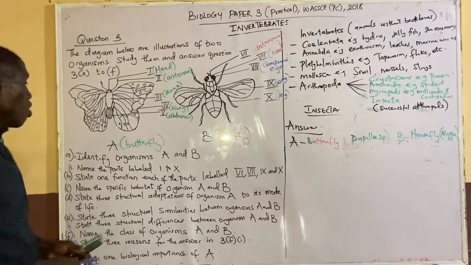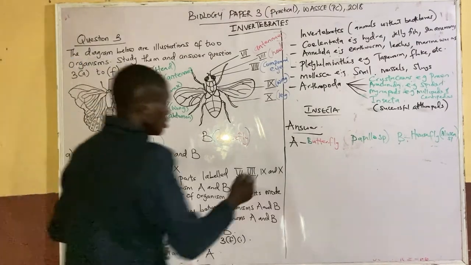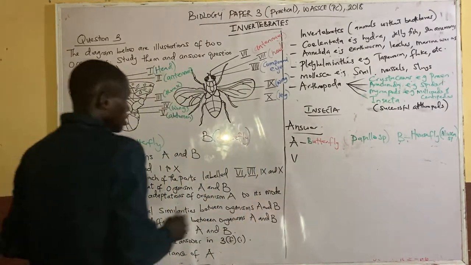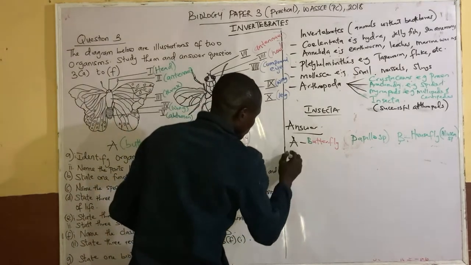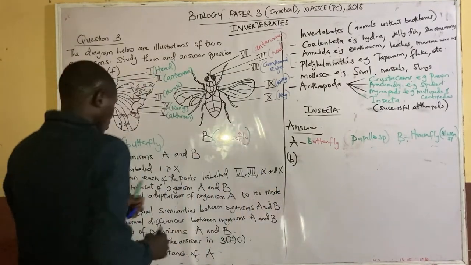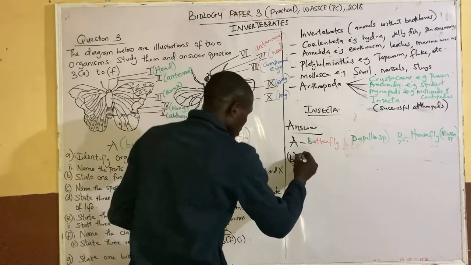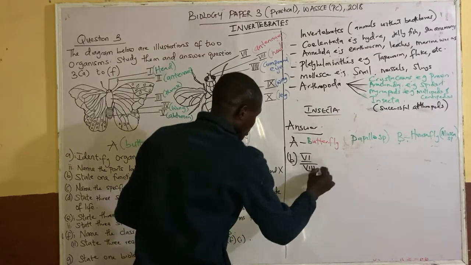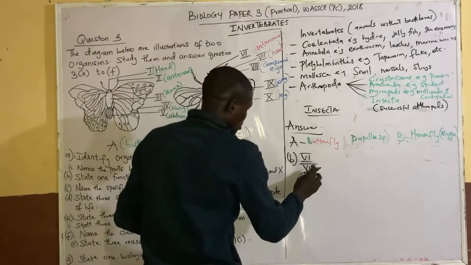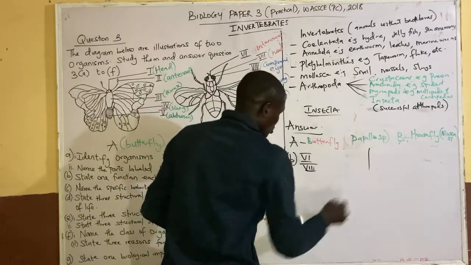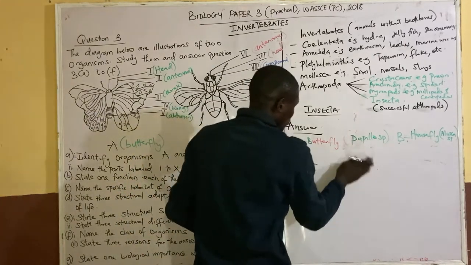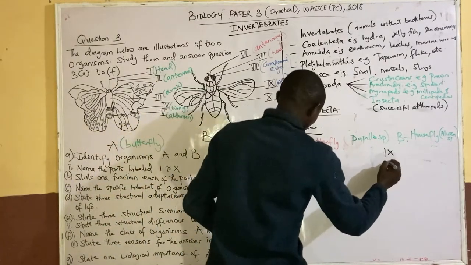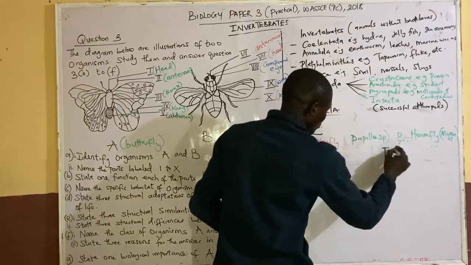State one function of each of the parts. We are asked to state the function of each of the parts. That is letter B. State the function of parts 6, 7, 8, 9 and 10. We have got 6, we have got 8, we have got 9, and we have got 10. What is the function of those parts?